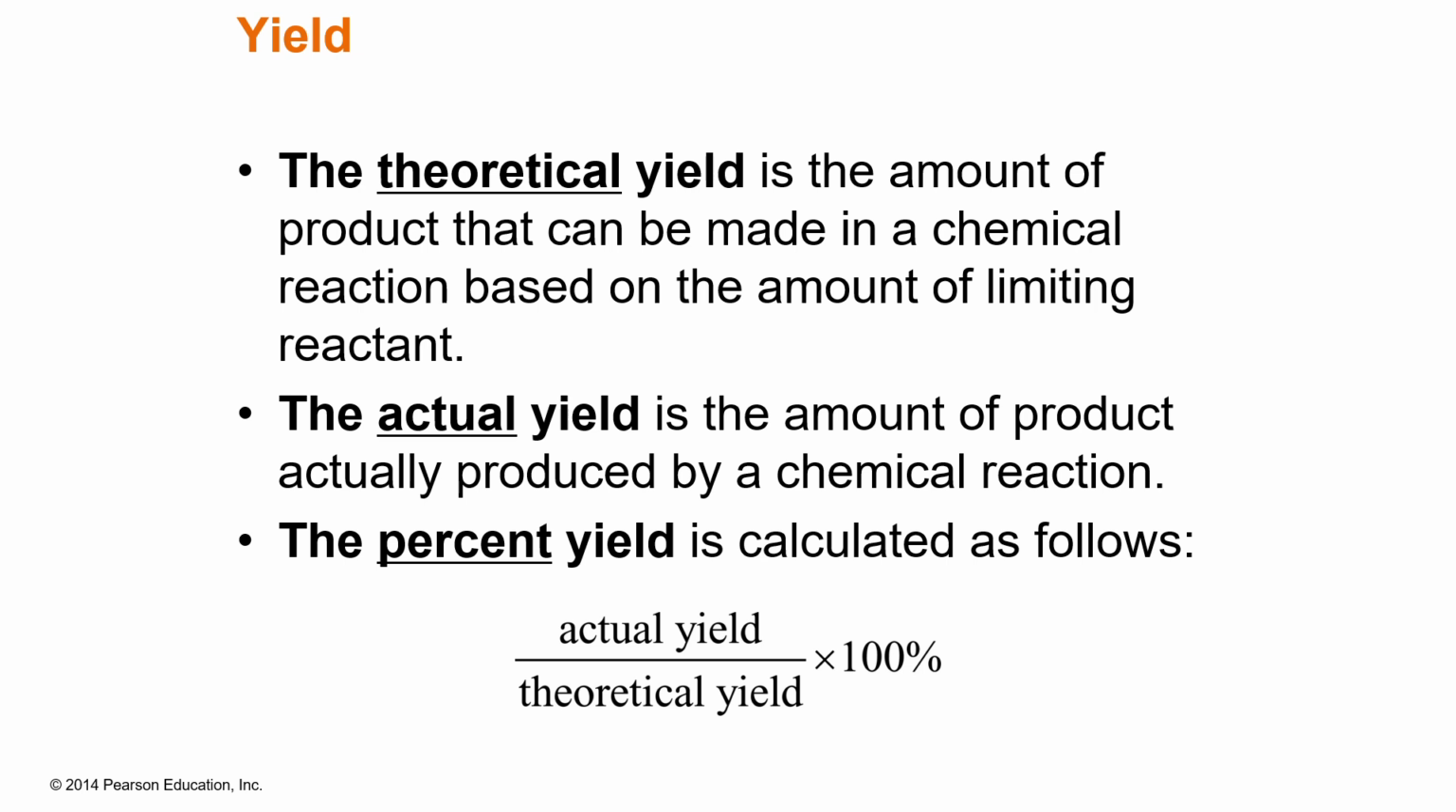So the actual yield is the amount of product actually produced by the chemical reaction. And what chemists do is calculate the percent yield, which is calculated as follows. You divide the actual yield by the theoretical yield times 100%. That's just to adjust the decimal point.